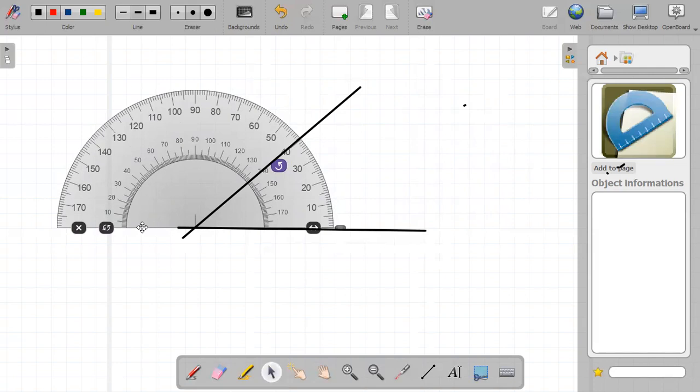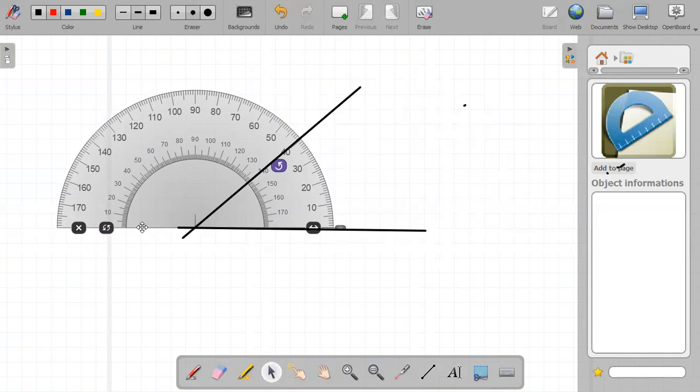In a protector, we can see two zeros on either side of the protector. There are two scales, outer scale and inner scale. Can you see two scales? Please look at the protector. Inner scale, starting from 0, you can see numbers up to 180, and the outer scale also starts from 0 and ends at 180. On both sides of the protector, left side and right side, we can see zeros.